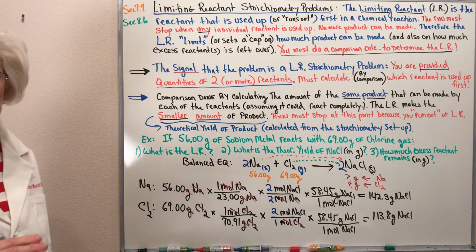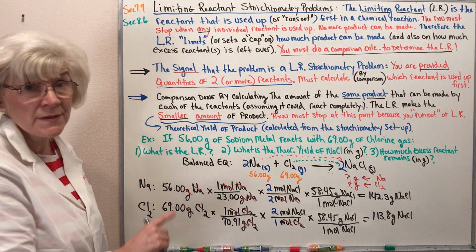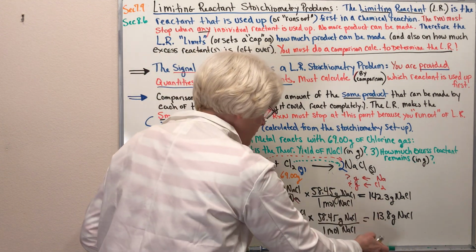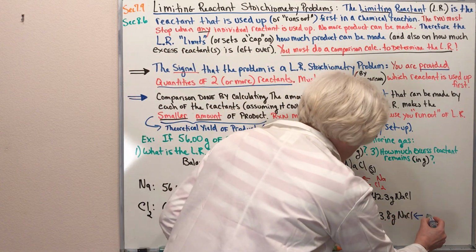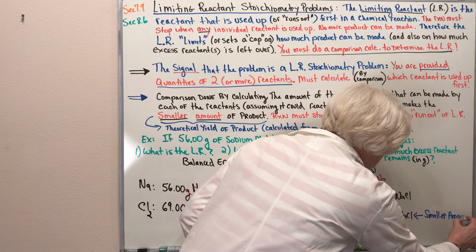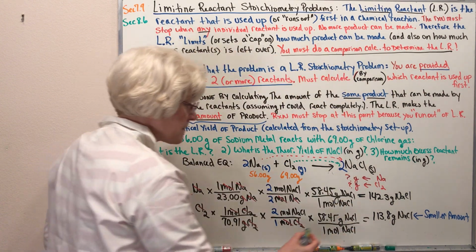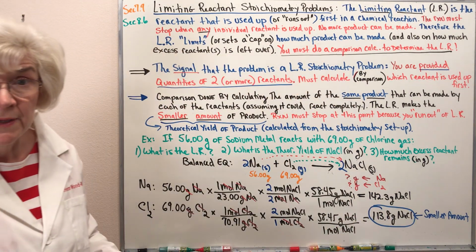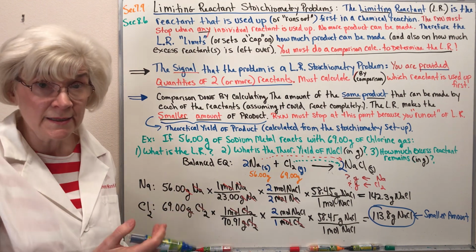So I am ready to make a comparison. Which one of these reactants is the limiting reactant? The limiting reactant will make the smaller amount of product, and my eye sees immediately that the smaller amount of product is the 113.8 grams of sodium chloride. So this is the amount that will be theoretically made in this reaction. We haven't actually done it in the lab.